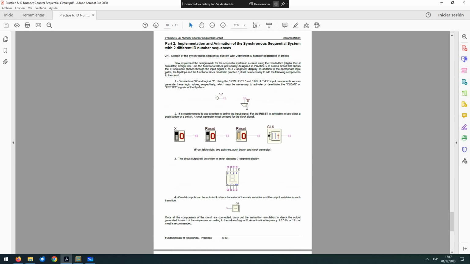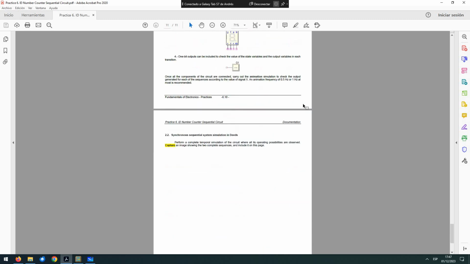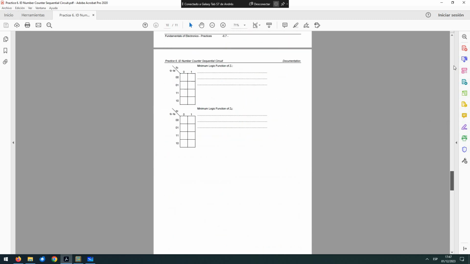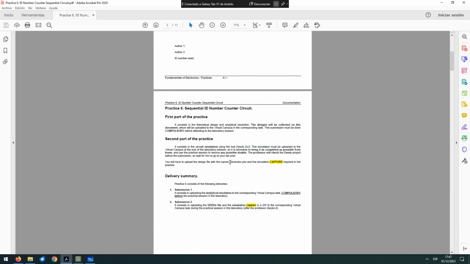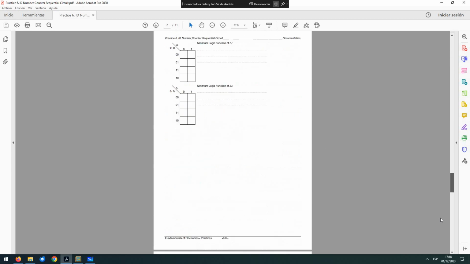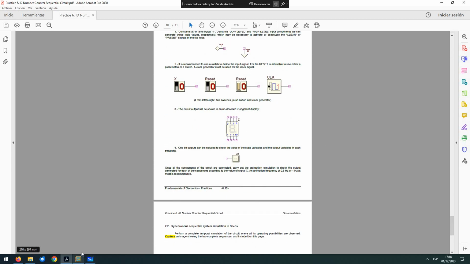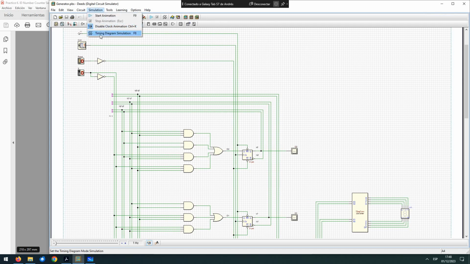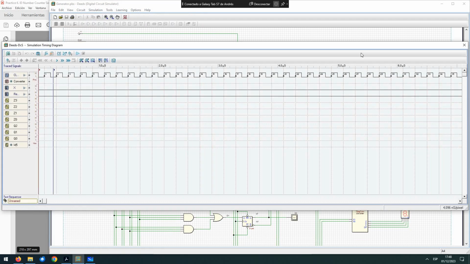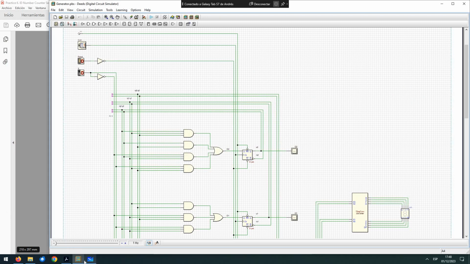The things that you have to upload in this practice are the analytical solution, the DIGITAL file with the name generator, and a capture of the practice. You have to simulate the practice with this kind of simulation that you already connected, and add this capture into the document and upload it in the zip file.